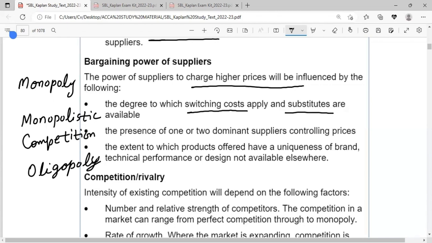monopolistic or oligopoly. The extent to which products offer uniqueness. This is very important. If you are selling a unique product, then you will be able to charge a comparatively higher price than the competitor. It will improve your bargaining power.